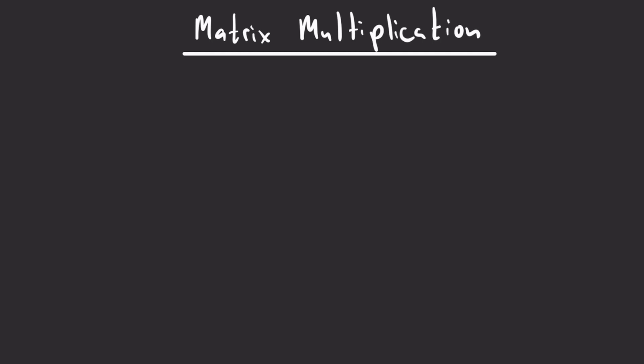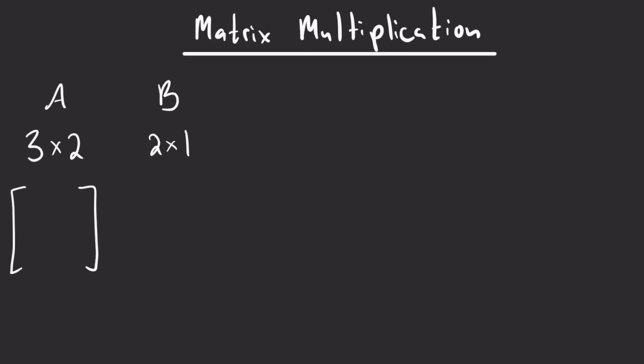Let's say we have two matrices, matrix A and matrix B. Matrix A is a 3 by 2 matrix, while matrix B is a 2 by 1 matrix. Let's go ahead and write that out: 3 rows, 2 columns, 2 rows, 1 column. So 1, 2, 3, 4, 5, 6, 7, 8.